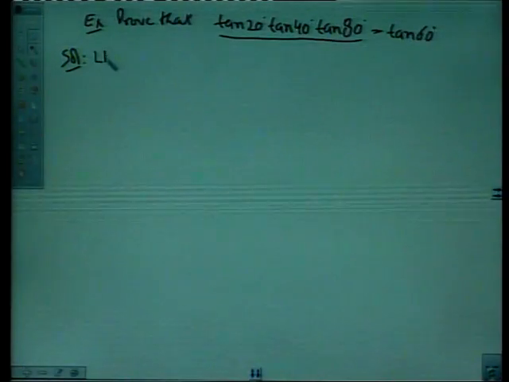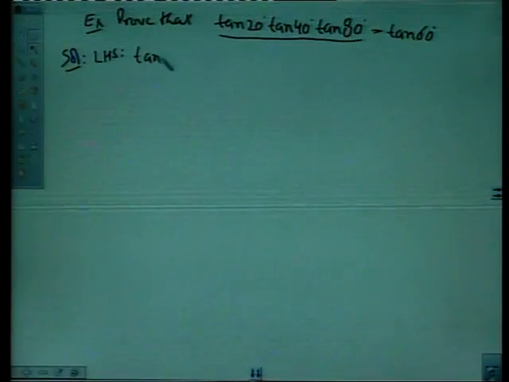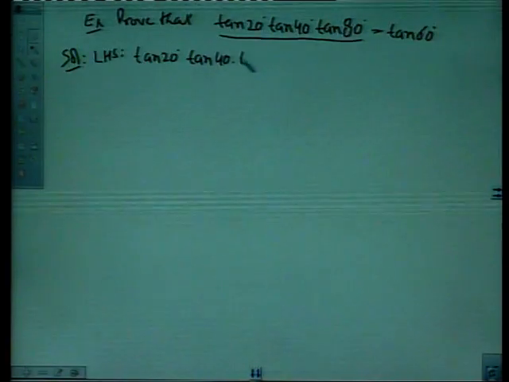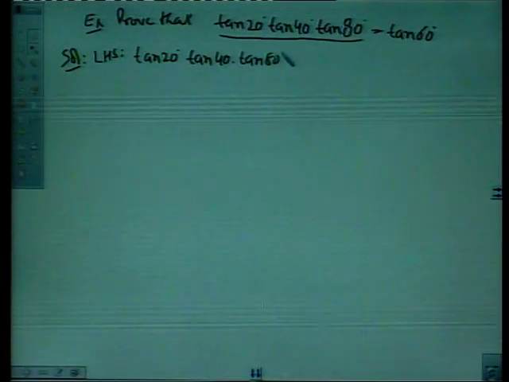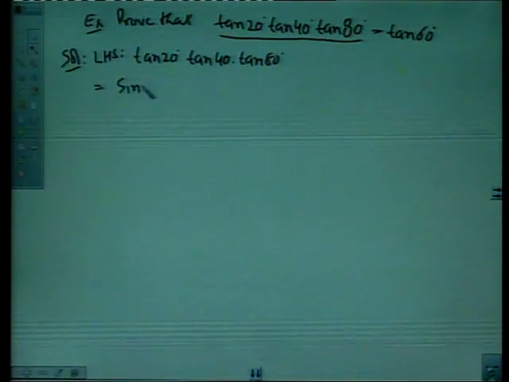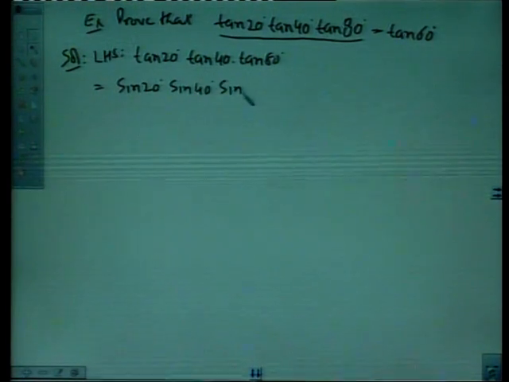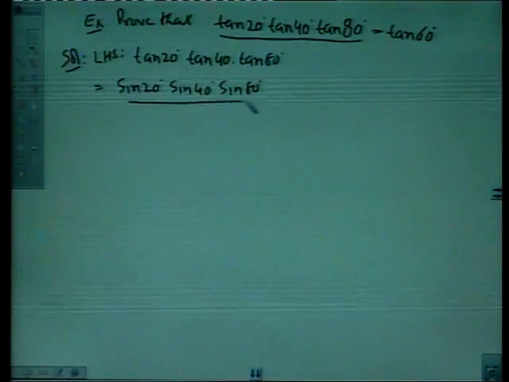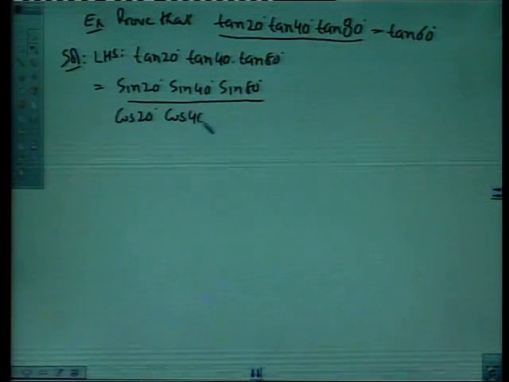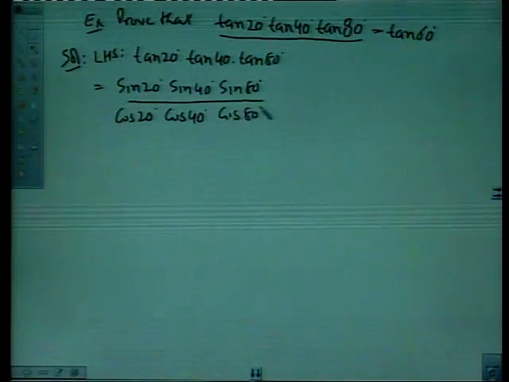Here what is the left hand side? Left hand side is tan 20 degree into tan 40 degree into tan 80 degree. We know that tan theta is sin theta by cos theta. So this becomes sin 20 degree, sin 40 degree, sin 80 degree upon cos 20 degree, cos 40 degree and cos 80 degree. We convert into sine and cosine.